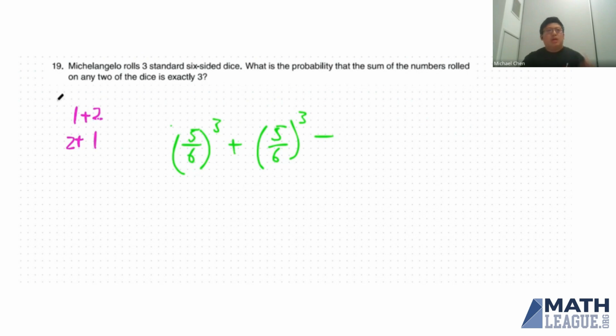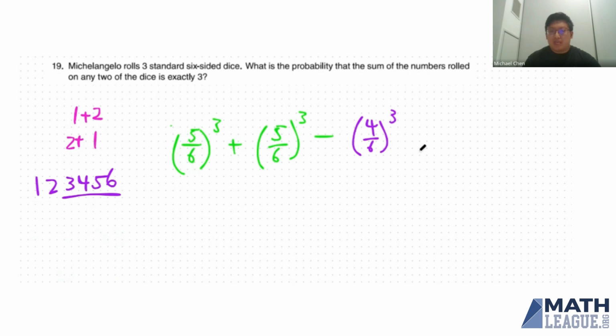However, this double counts the cases in which we have no 1s and no 2s, because I've now added them in twice. So we need to subtract out those possibilities so we don't overcount them. And since there are 6 outcomes on a standard 6-sided die, 4 of them are not a 1 or a 2. That means we have to subtract (4/6) cubed from this to give us our overall probability that we don't roll at least a 1 and a 2 in our 3 dice.